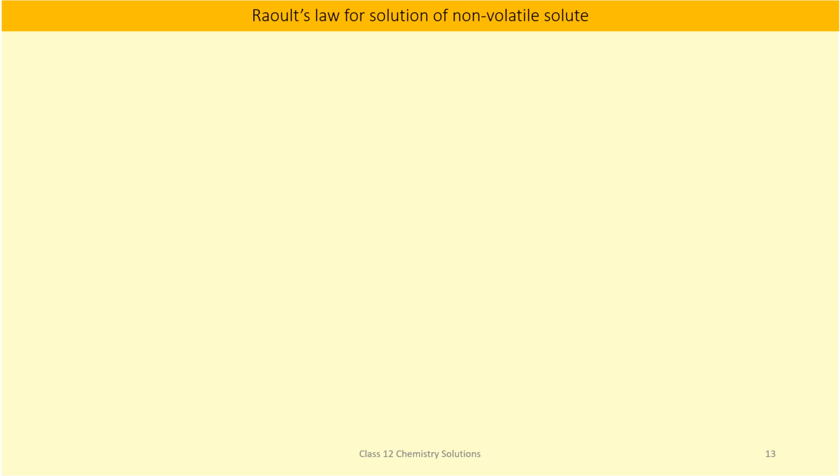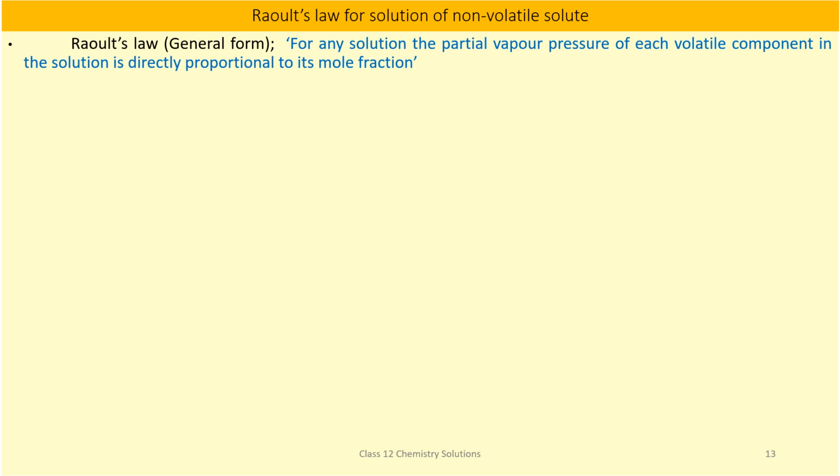Raoult's law for solution of non-volatile solute. Raoult's law in its general form can be stated as: for any solution, the partial vapor pressure of each volatile component in the solution is directly proportional to its mole fraction. Let me write it on the slide. Raoult's law in general form states that for any solution, the partial vapor pressure of each volatile component in the solution is directly proportional to its mole fraction.